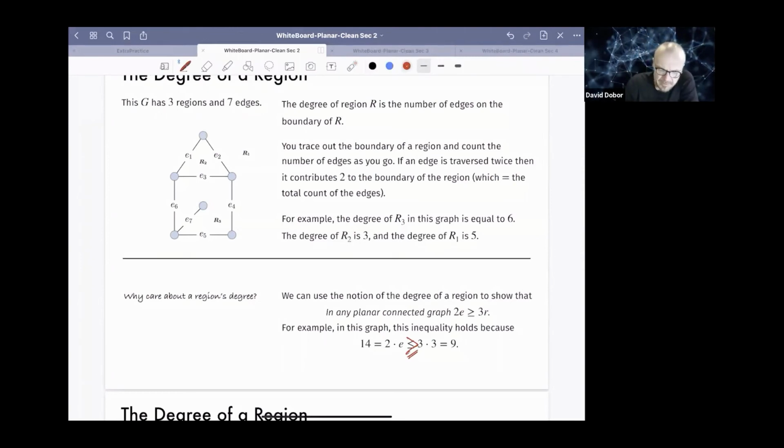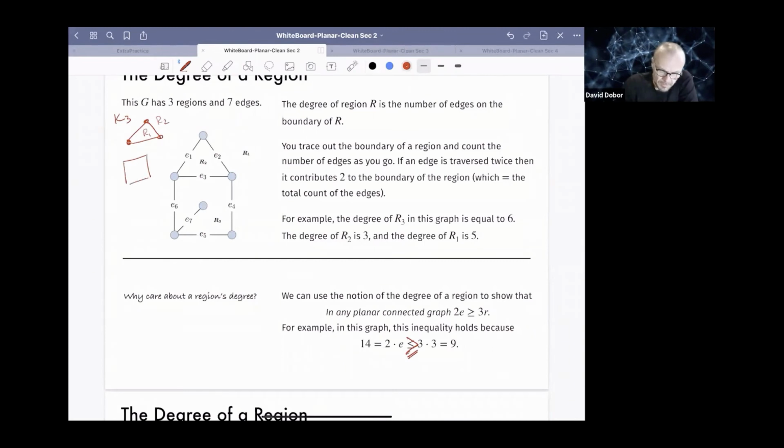So for example, let's take another graph, a simpler one. Let's take K3. This is K3. How many regions does it split the plane into? 2. 2 regions, R1 and R2, right? And what's the degree of each region? 3. 3. Each one has degree 3.